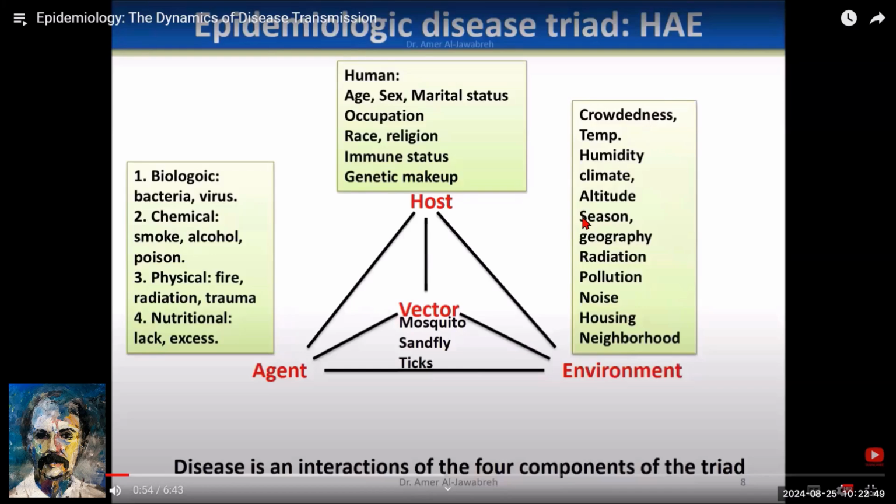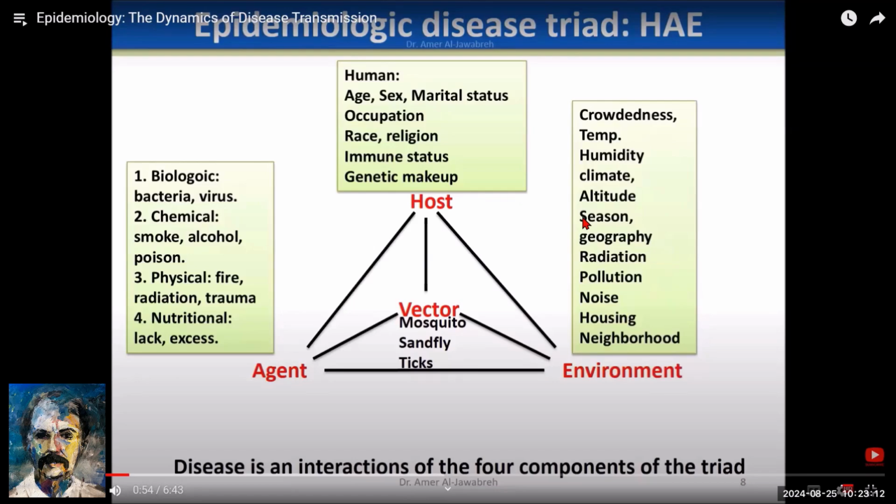For instance, sex, as we said, some diseases are sex-related, even genetic diseases. Marital status, occupation, what you work. We have a long list of occupational diseases: asthma, COPD, and many more. They are related to occupation, what you work.